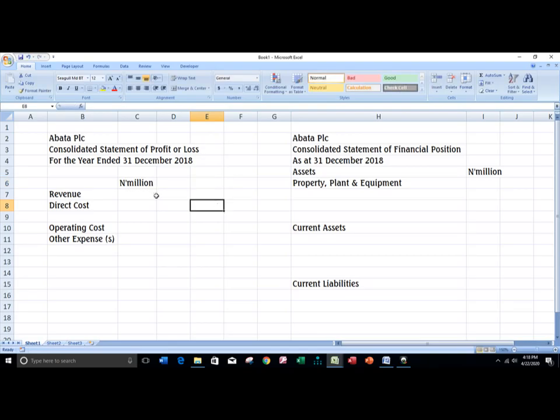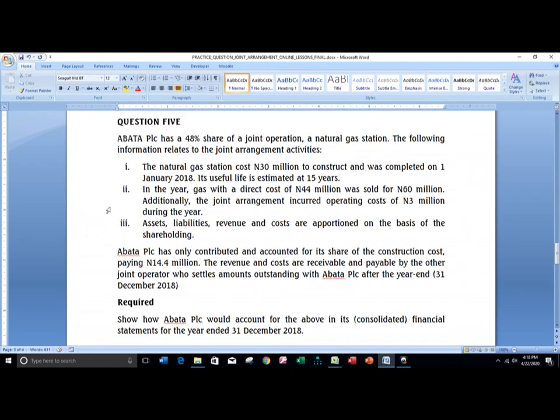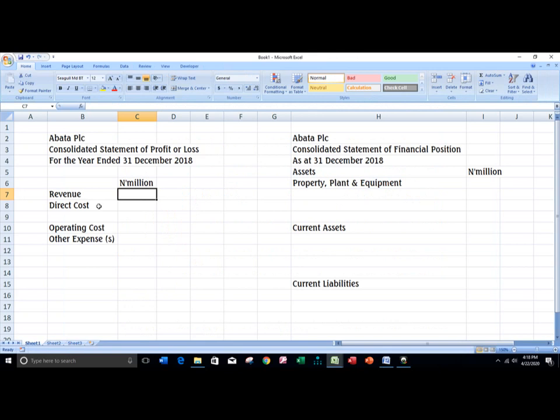We start with the consolidated. So come out to the question. 48%. What is the revenue there? 60% because it's a joint operation. But I will take his own share of the revenue, his own share of the expenses, his own share of assets, and his own share of liabilities. So pick the sales of how much? 60 million. So I'm going to take 48% of 60 million, 0.48 of 60 million.